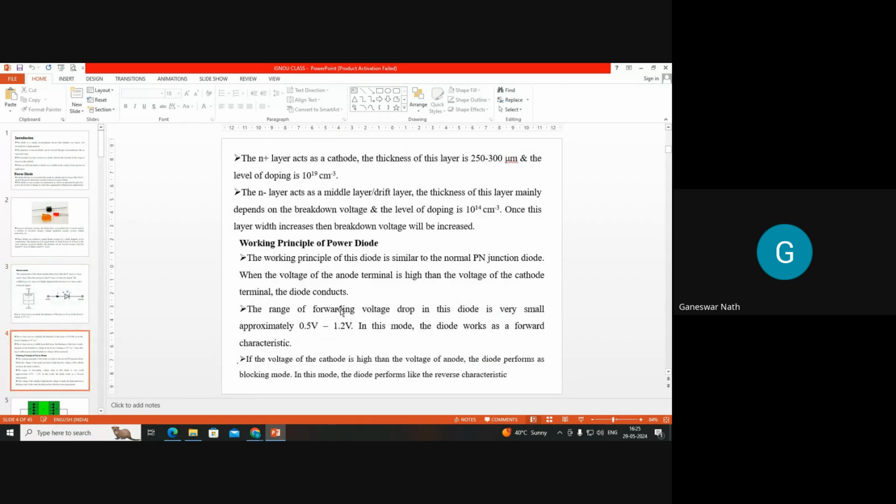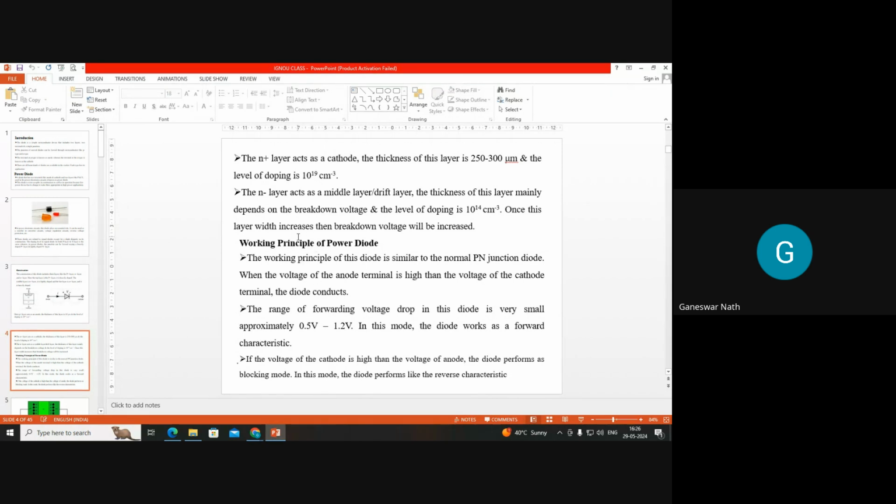Similarly, the N plus layer acts as the cathode, and the thickness of this layer is found to be 250 to 300 micrometer, and the level of the doping is also the same. That means P plus and N plus are both doped with the same quantity.